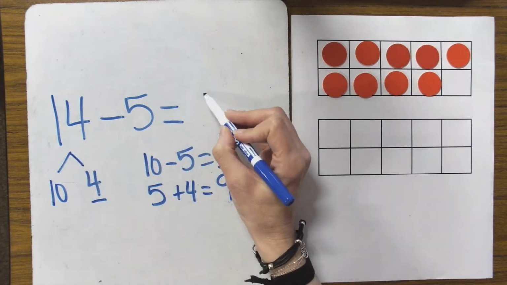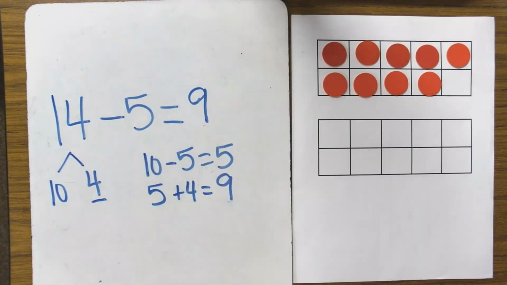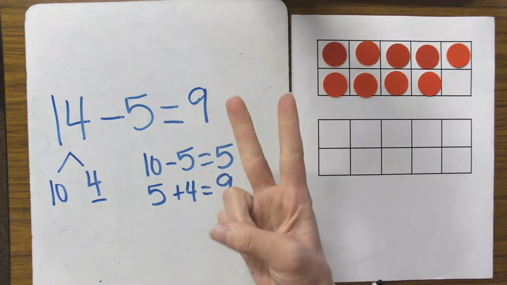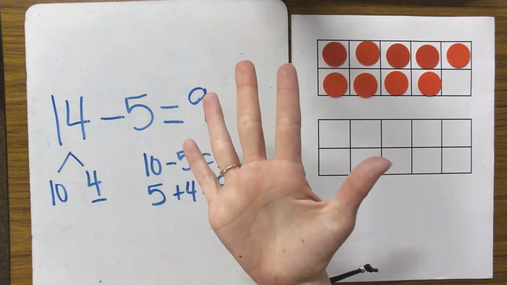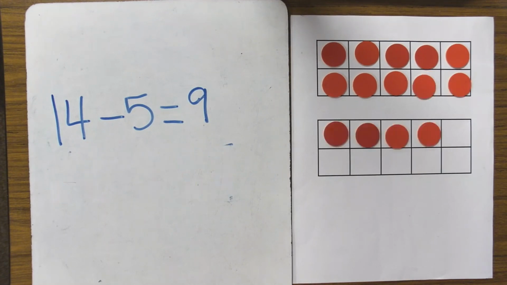14 minus 5 equals 9. Let's count back to double check. 14, 13, 12, 11, 10, 9. We did it. Let's try it the other way, just in case you want to try another strategy or the other way makes a little bit more sense for you.